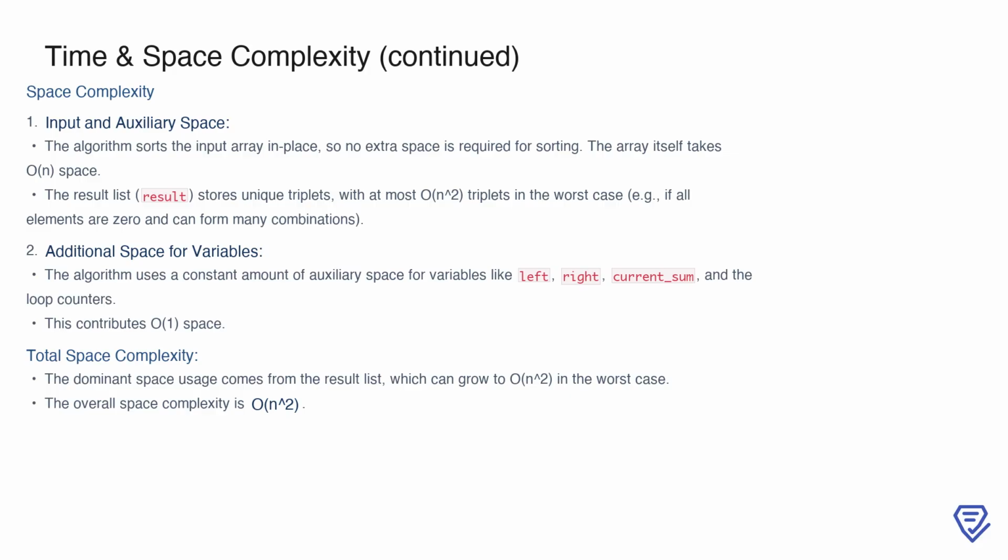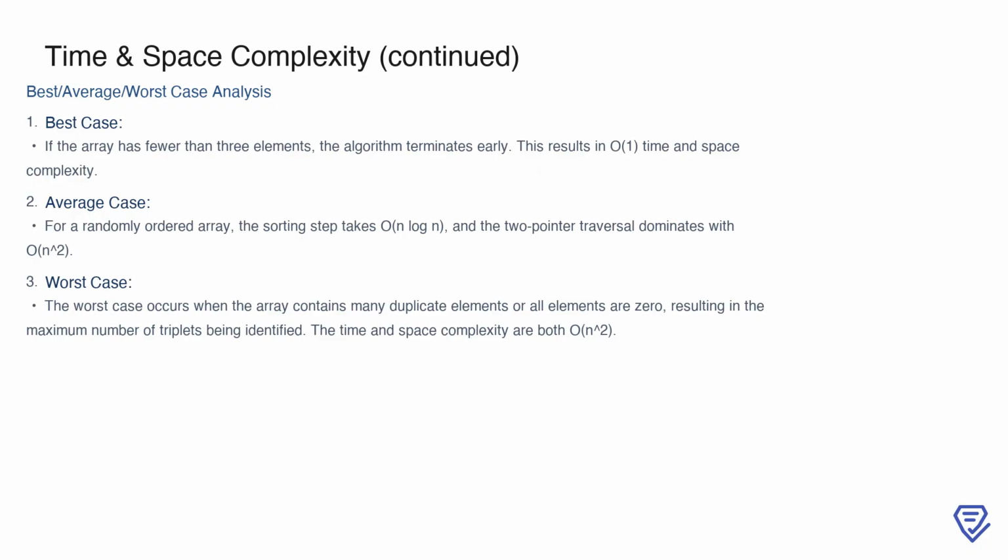Beyond this, the algorithm uses a constant amount of auxiliary space for variables such as left, right, current_sum, and loop counters. These variables add only O(1) to the space complexity. Combining these observations, the dominant factor in space usage is the result list, leading to an overall space complexity of O(n²). Analyzing the algorithm's behavior under different scenarios gives us a deeper understanding of its efficiency. In the best-case scenario, if the input array contains fewer than 3 elements, the algorithm terminates immediately without performing any significant computation. This results in O(1) time and space complexity.